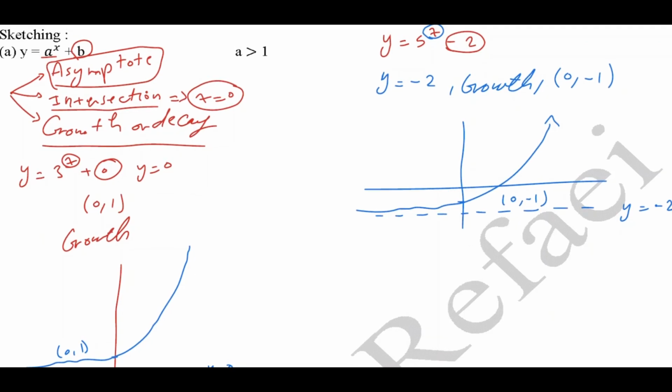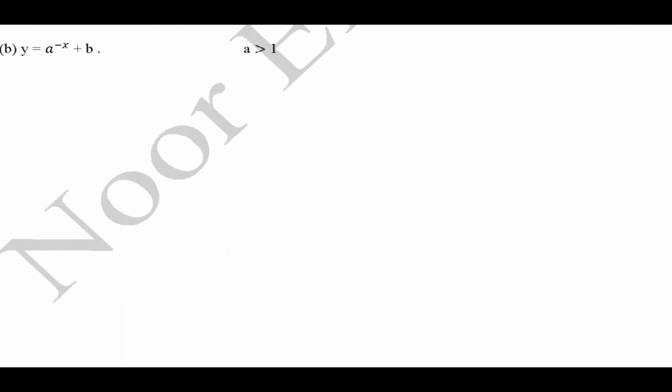Okay, let's move to the second case. A is more than 1, and I have negative x. I'm going to discuss the three major points. The asymptote line, always b. Now the intersection point happens when x equals 0. And growth or decay, because I have a negative x, it will be decay.